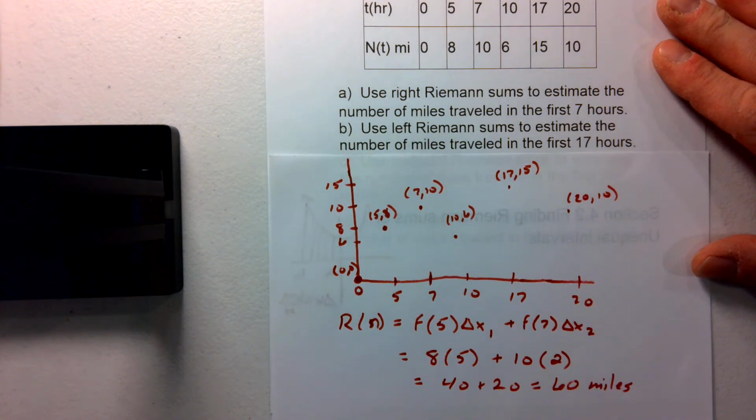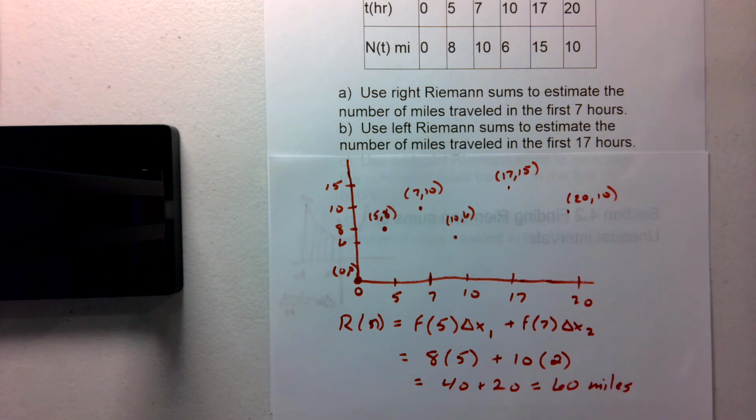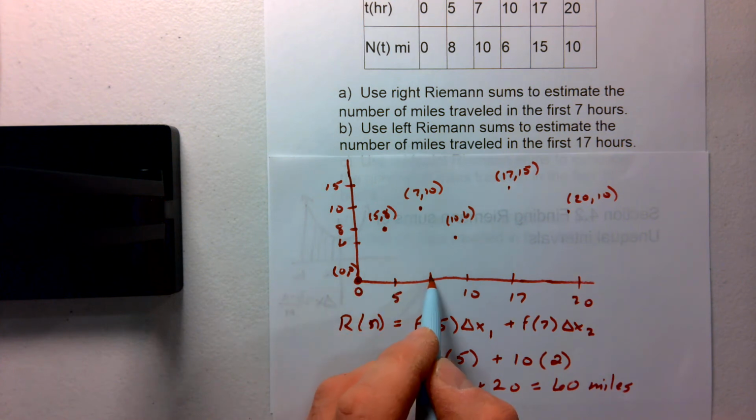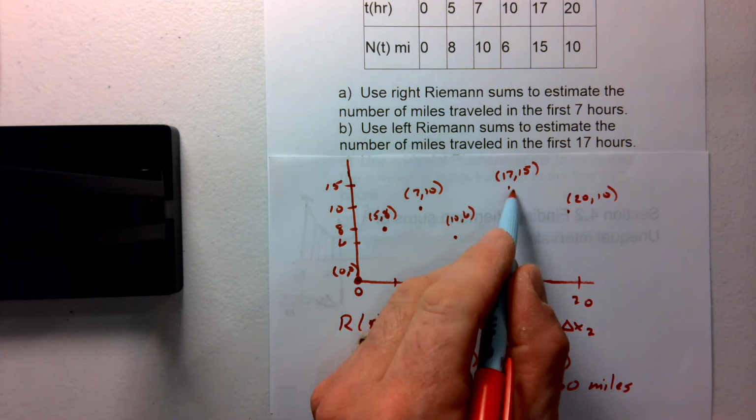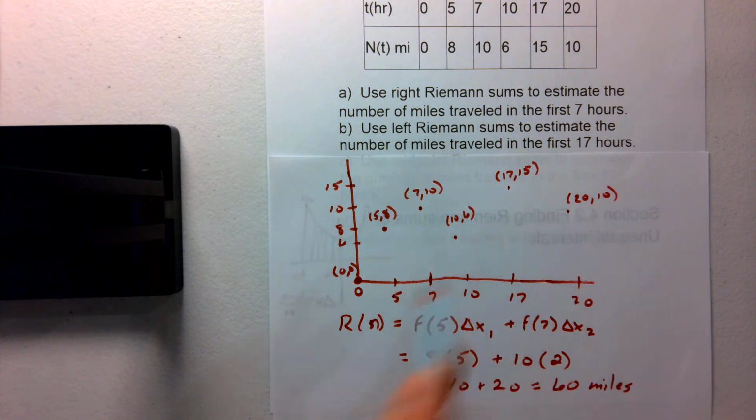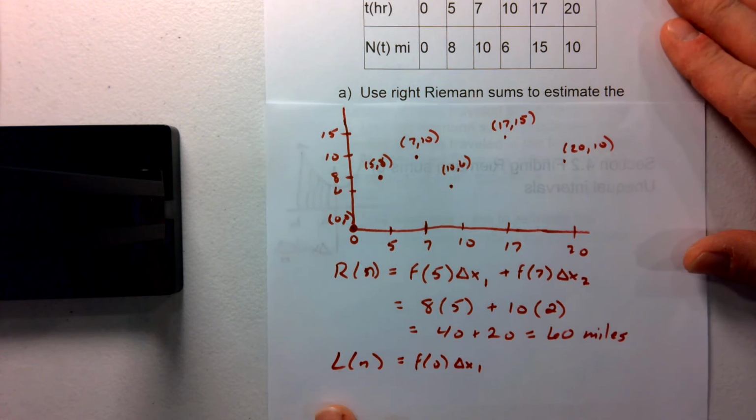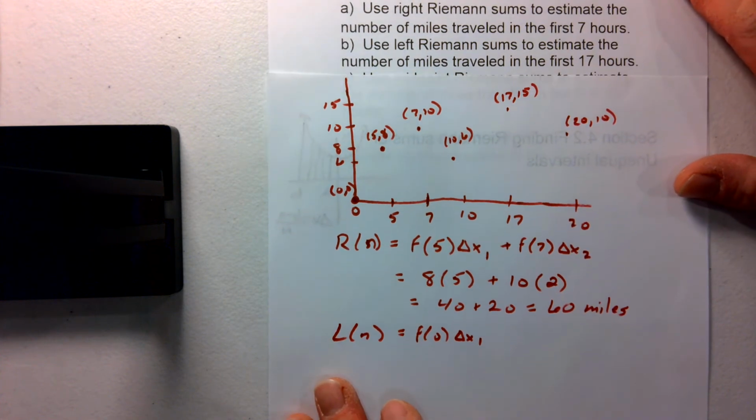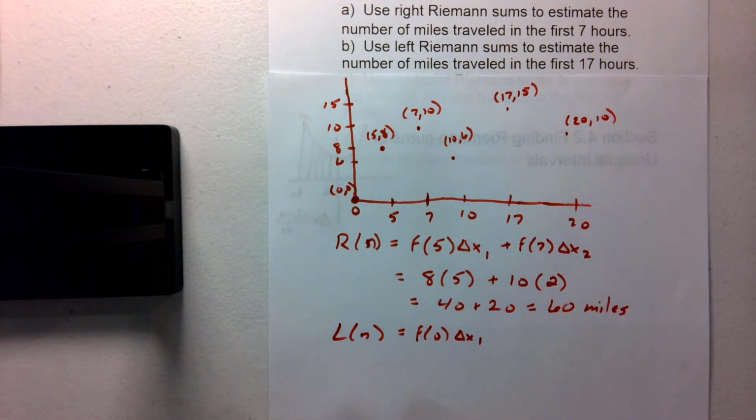In part B, we're going to do a left Riemann sum to estimate the number of miles traveled in the first 17 hours. So now I'm here on the left side of each of my endpoints, and we're going to go for the first 17. So we're getting rid of this stuff here. So we'll do a left sum. And now I'm going to find f of 0 times delta x1. I guess I should get that there just a little more. I guess we don't need to see the chart anymore.